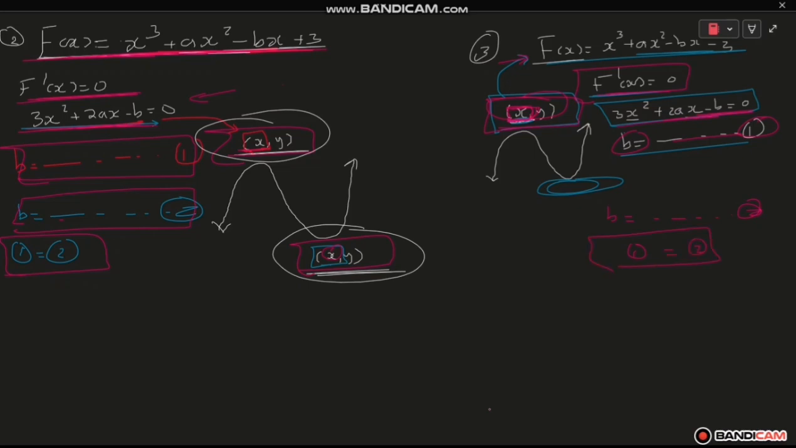In these questions, they want you to solve or show that a equals whatever value and b equals whatever value. So this is very, very important. Let me just show you how to do this to answer these questions.